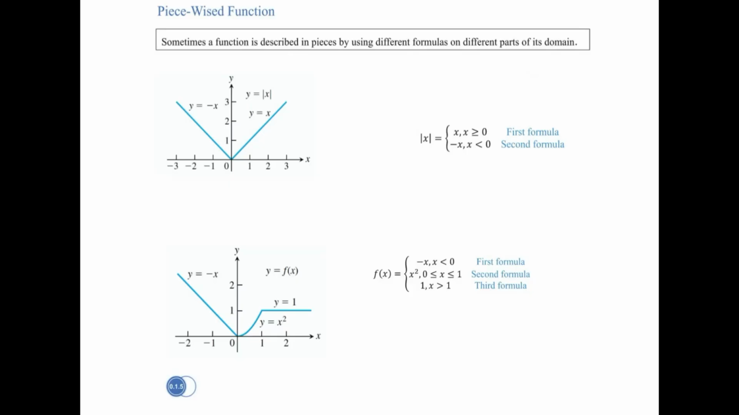A piecewise function, which we mentioned earlier, is a function described piece by piece using different formulas on different parts of the domain. For example, the function is x when x is bigger than or equal to 0. The function is negative x when x is smaller than 0. These two pieces make up the function y equals the absolute value of x. And the second function is made up of three different equations with three different domains. So these are called piecewise functions.